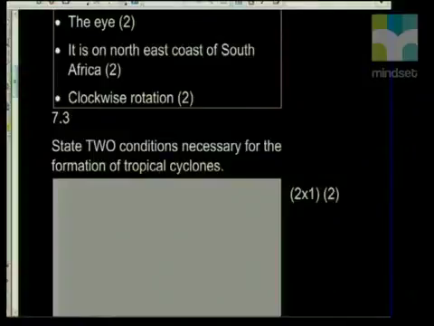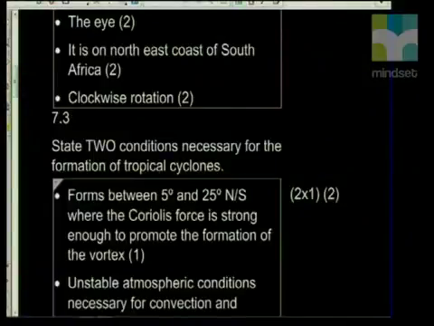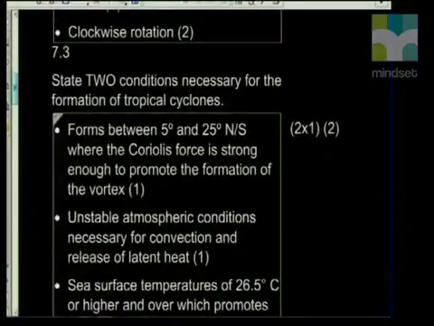Learners, whether it's KZN, the United States of America, or Mozambique, it's the same conditions. Do not confuse yourself with that. All right? You've learned it. You know it. Upper air divergence, etc. But let's go through that. It's stuff you know already. It's a state, so obviously 1 mark each.